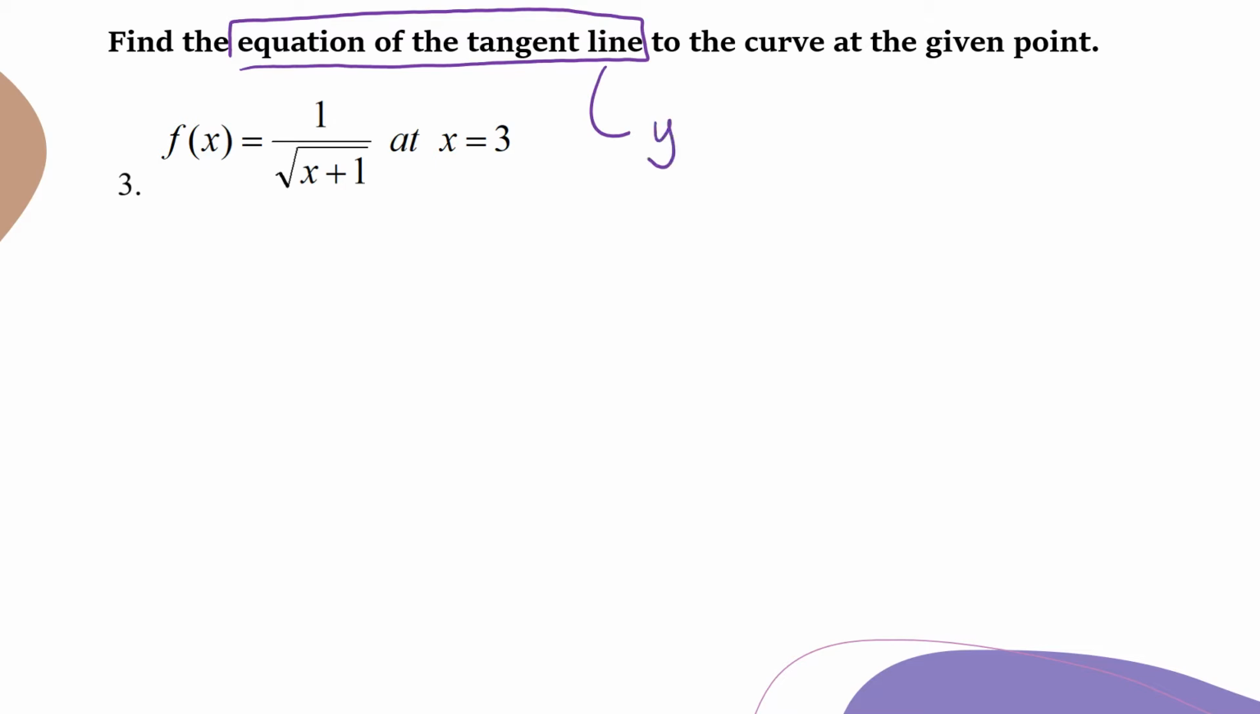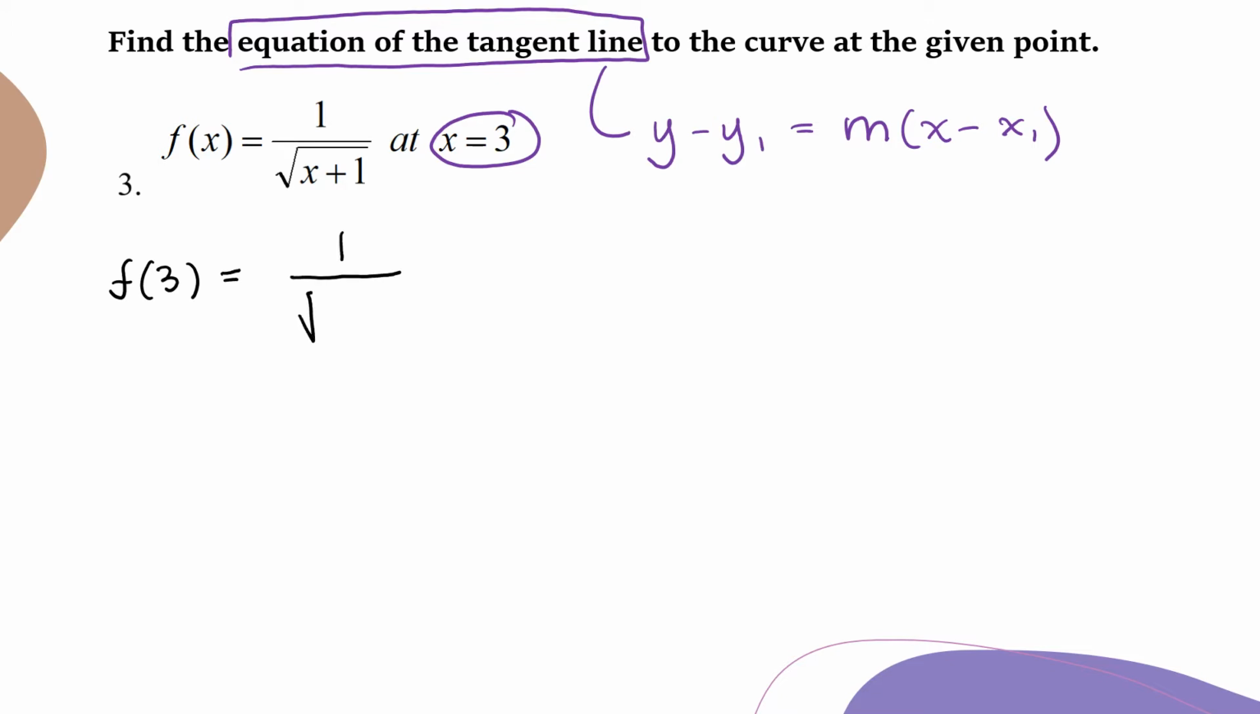So that'll be some sort of y minus y1 equals m times x minus x1 at the given point. We'll start by finding that point. So we have f of x equals 1 over the square root of x plus 1. And we'll substitute 3 into that function so that we can find f of 3. So we have 1 over the square root of 3 plus 1. So that's 1 over the square root of 4, which is 2. So that means the point we're interested in is the point 3, 1/2.